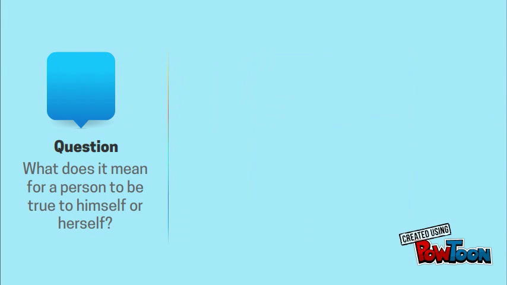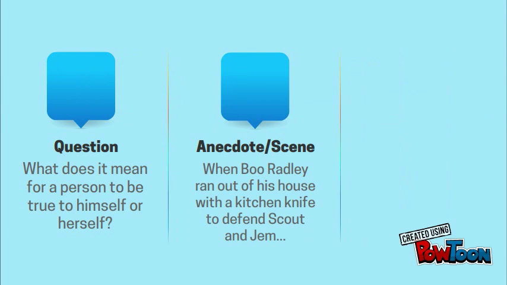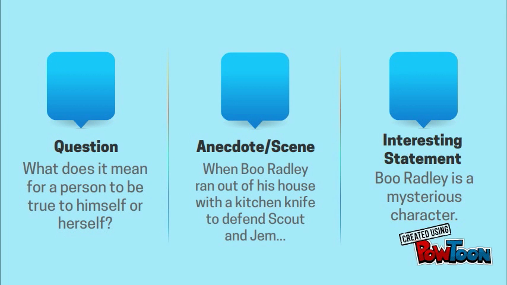First, your hook. There are three types of hooks that we're going to try in this, and you can choose one of these that works for you. So one way you could start your hook would be to ask a question. For instance, maybe I could ask, what does it mean for a person to be true to himself or herself? Because that's what this is really about: are Atticus and Boo being true to themselves when they defend Tom Robinson in Atticus's case, or when they save Jem and Scout in Boo's case?